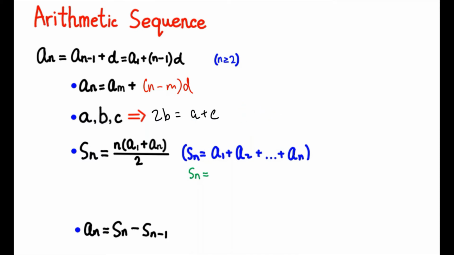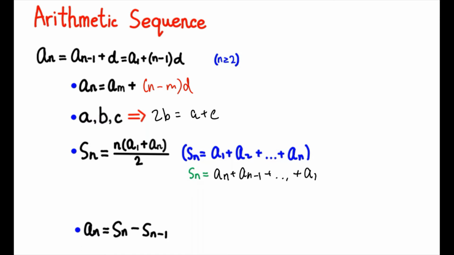Now, if Sn is equal to a1 plus a2 up to an, that means that Sn is equal to n times a1 plus an divided by 2. This is because by rearranging this over here, we can get that this is also equal to an plus an minus 1 plus up to a1.